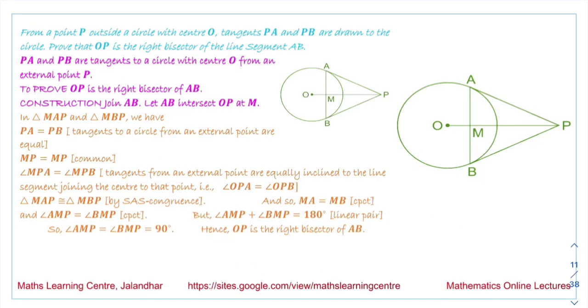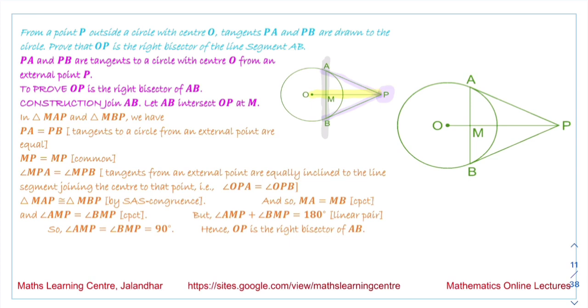Next: from a point P outside a circle with center O, tangents PA and PB are drawn to the circle. So this is the point P that is given to us. It is outside this circle. Two tangents PA and PB are drawn to the circle. Prove that OP, where we have joined the center to the point P, is the right bisector of the segment AB. We have to prove that this is the right bisector of AB.